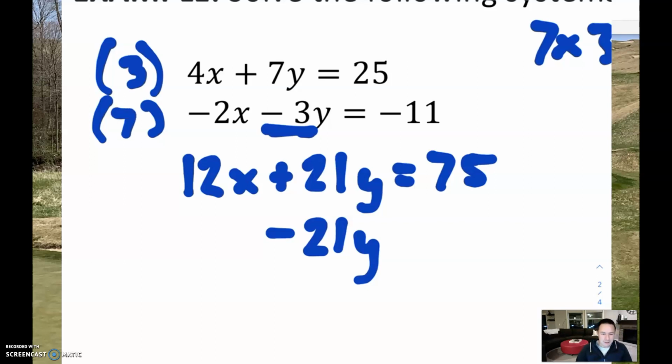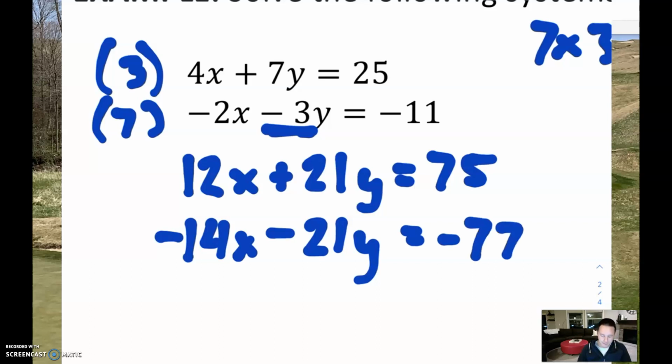That's right, it's a 7. So we're going to take a 7 and distribute it to the entire row. 7 times negative 2x is a negative 14x. 7 times negative 3y is negative 21y. That's what we wanted. And 7 times negative 11 is negative 77.